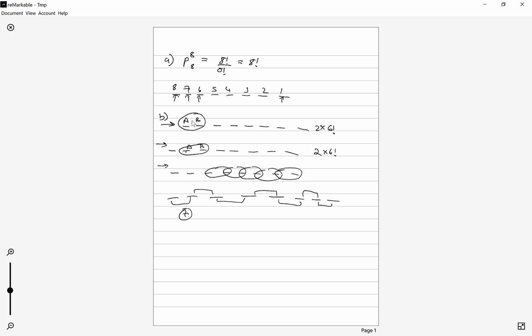For each of the 7 ways in which I can place AB together, I can permute AB, right? So I get 2 combinations for those. And then for the remaining 6 people, I can arrange them in 6 factorial ways. So this is the final answer. You can rewrite this as 2 times 7 factorial, right? Because 6 factorial times 7 is just 7 factorial. So this is the answer.